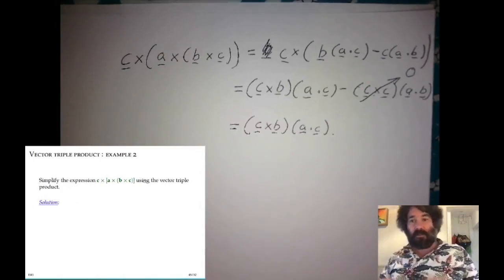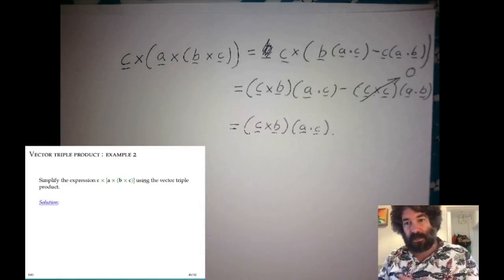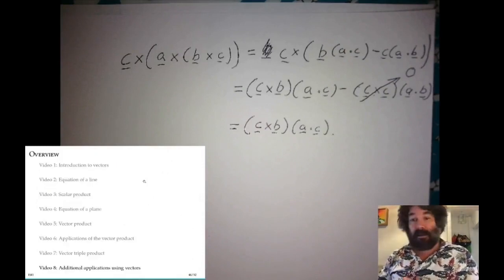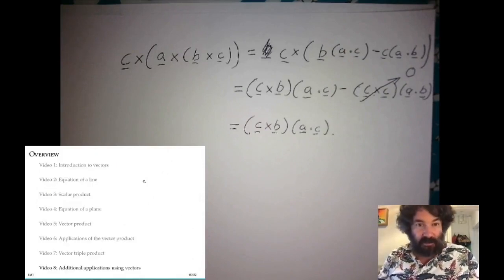Okay, so this is a brief introduction to the vector triple product, another type of product we can use with 3 vectors. In the last video in this section about vectors, we're going to look at some additional applications using vectors.